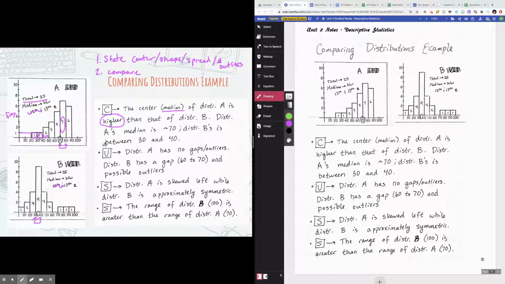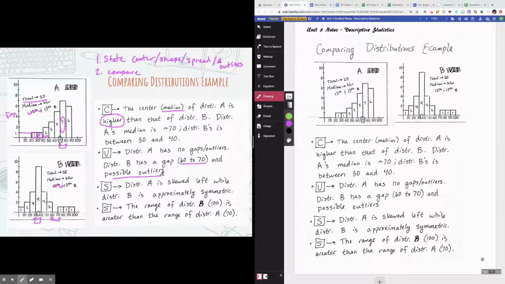Okay, so U is the unusual. So I'm looking at my distributions. A doesn't look like it has any outliers or gaps. So that's what I wrote. Distribution A has no outliers or gaps. Distribution B does have a gap from 60 to 70, right? So again, I stated where the gap was, right? I stated exactly where it was, and I'm comparing them by saying distribution A has no gaps or outliers, but distribution B has one gap.